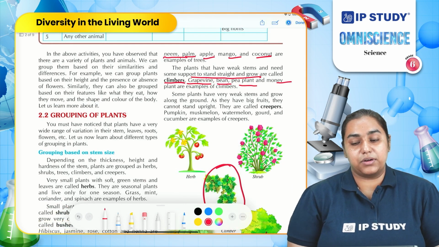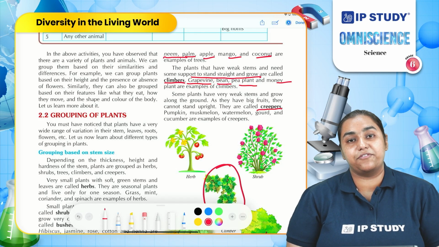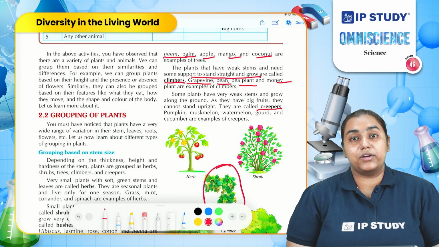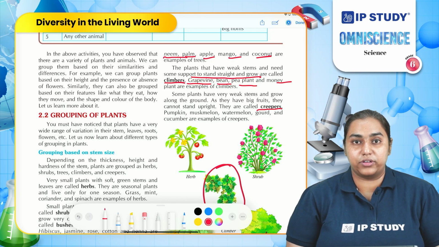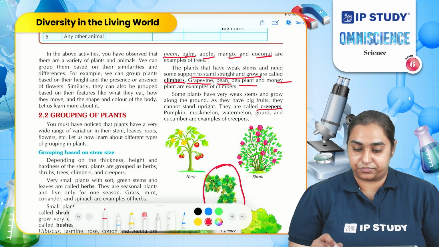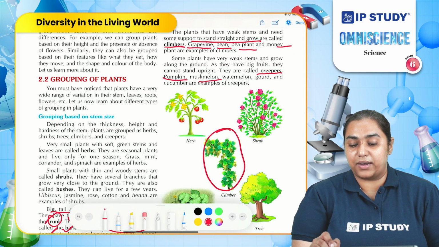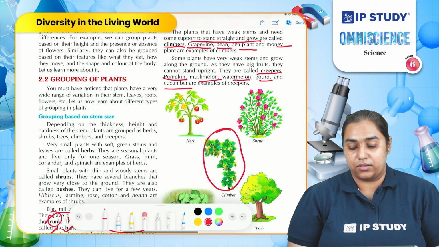Similar to climbers, there are creepers. Creepers also have a weak stem, but they do not need any stick to stand erect. The reason being they have very large fruits which cannot be supported by any plant. They creep on the ground, they move along the ground. Common examples are pumpkin, muskmelon, watermelon, gourd, and cucumber.